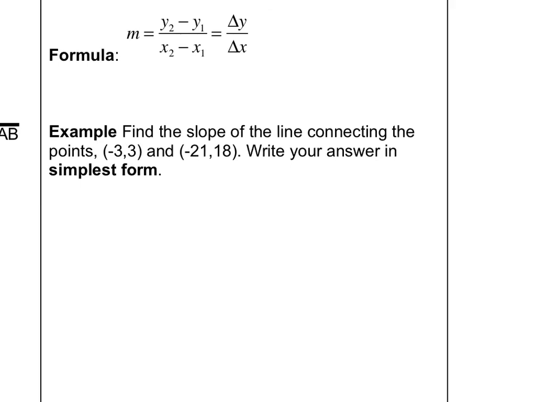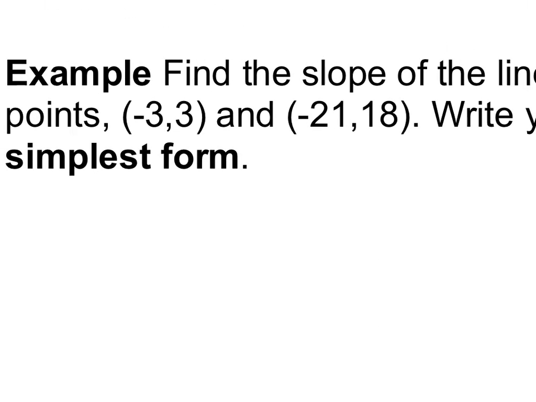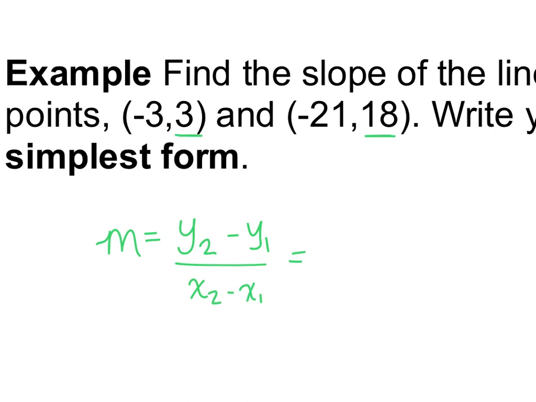So the slope of a line connecting the points negative 3, 3 and negative 21, 18, write your answer in simplest form. So the first thing we're going to do is we're going to write our slope formula, because you need to write the formula every single time. So y2 minus y1 over x2 minus x1. Our second y coordinate's an 18, minus 3 over x2, which is a negative 21, minus a negative 3.